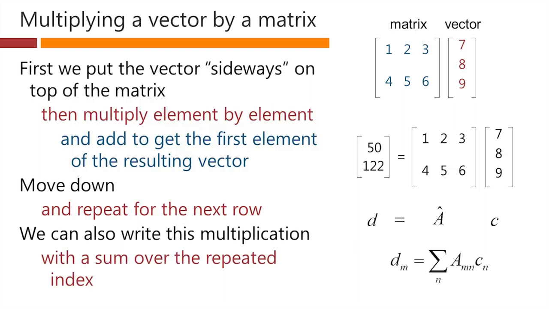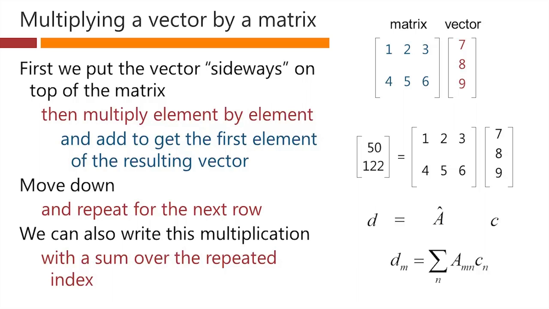And we can also write this in an algebraic form if we think of this result vector here as being vector D, and our input vector here on the right as being vector C, and our matrix as being matrix A. We can write D is equal to A times C, of course. And we can also write this out in a summation notation. So the d_m here are the elements of this vector, so there's two of them, so m runs 1 and 2. The c_n here are the elements of this vector, 1, 2, and 3.